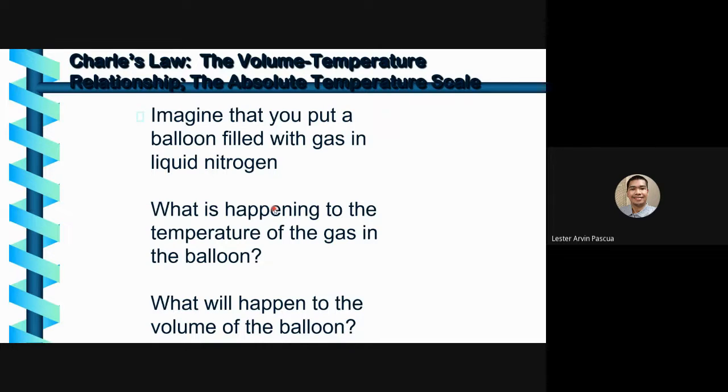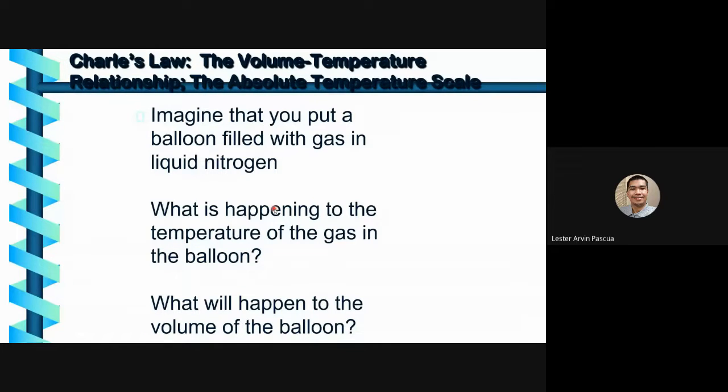Parang ang pangit naman pala ito. Kasi I'm not sure if you have experience using liquid nitrogen. So imagine daw na mayroong kang balloon na mayroong gas. Tapos nilapag mo siya sa liquid nitrogen. So for your FYI, liquid nitrogen is a very low temperature siya, no? Sobrang lamig niya na gas. So imagine niyo na lang. Sige, relatable naman pala.